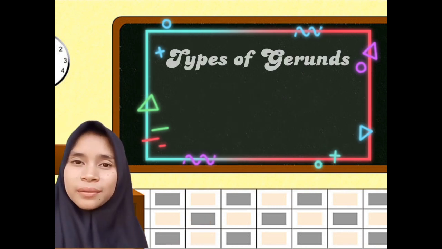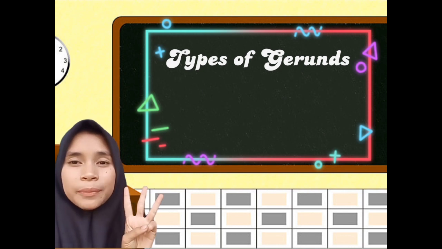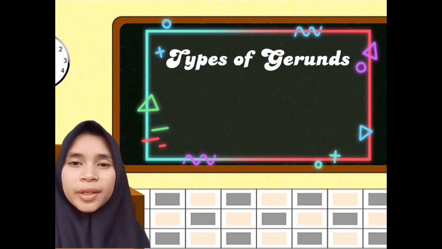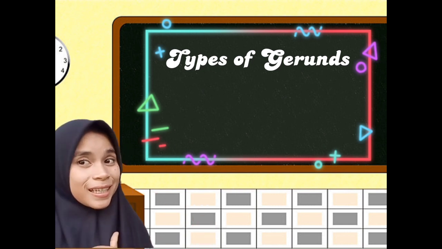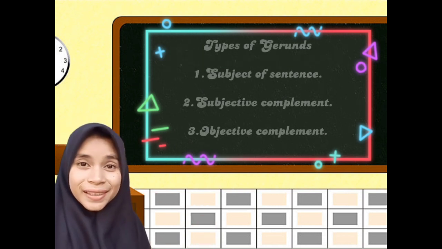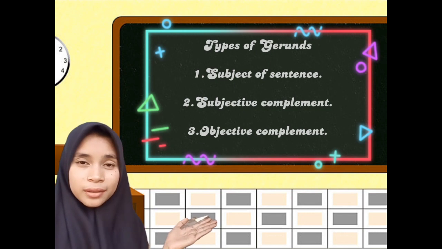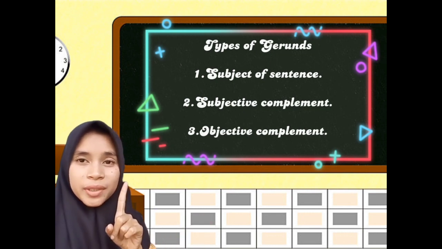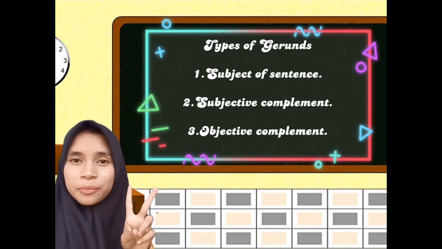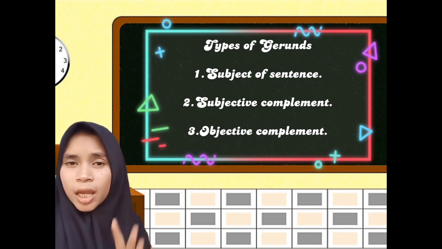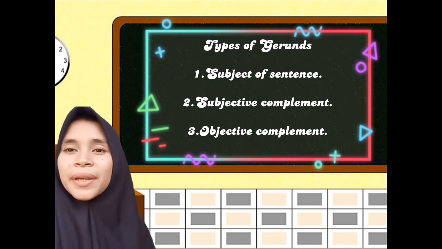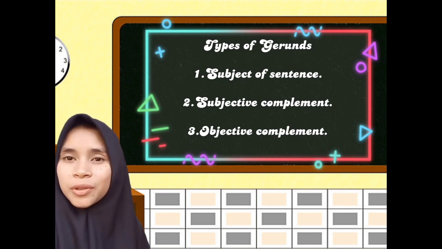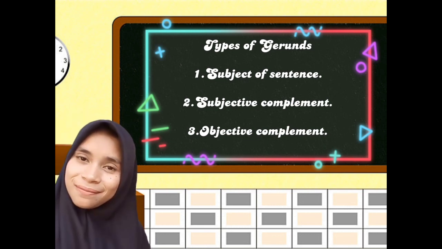Types of gerund. There are 3 types of gerunds. The types of gerunds are as mentioned in the next slide. Let's see. Yep, this is the types of gerund. Number 1 is subject of sentences. Number 2, subjective complement, and the last, objective complement. For that, I will give some examples of each of these types of gerunds.